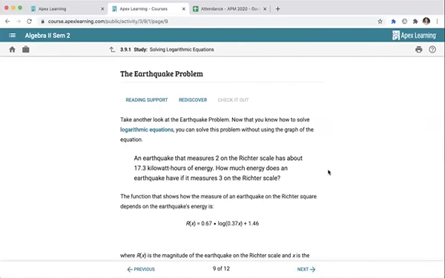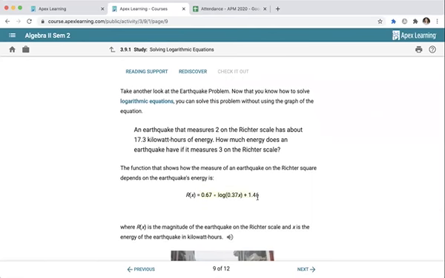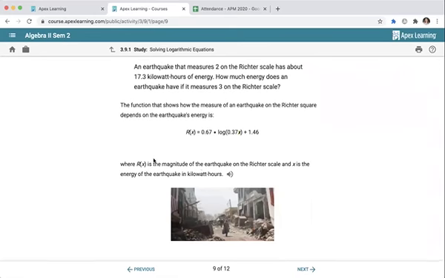Now, if we take a look at the earthquake problem that we talked about, I believe that was in yesterday's lecture. When we originally talked about it, the way that we solved it was plotting it on the graph, finding where our y value gave us 3, and using that x value. Well, now we have a way to solve directly for this x component. Again, Rx is the magnitude of the earthquake on the Richter scale.